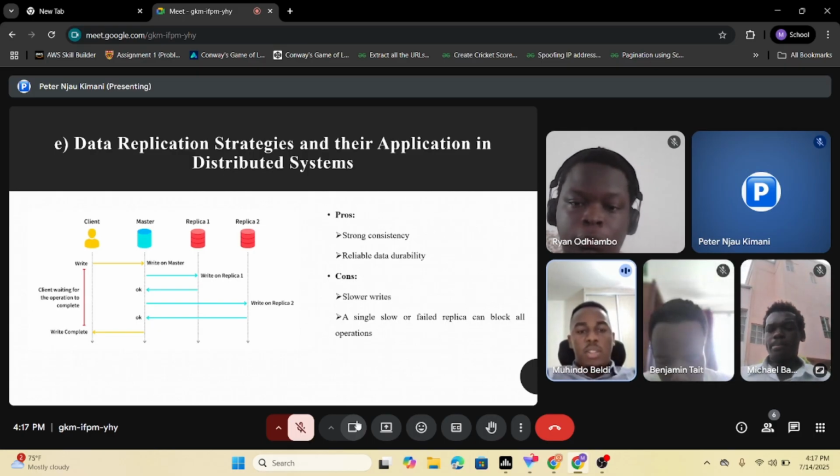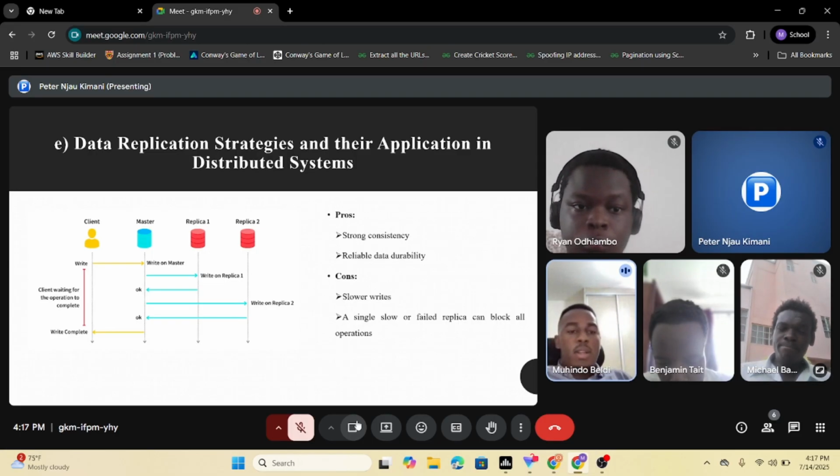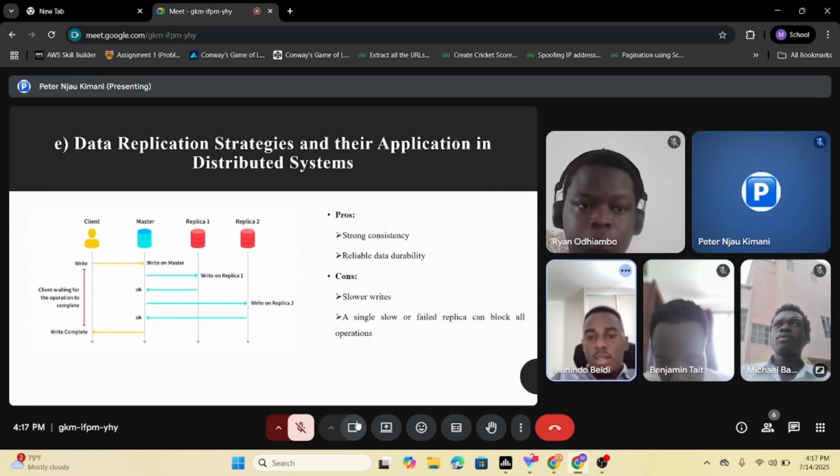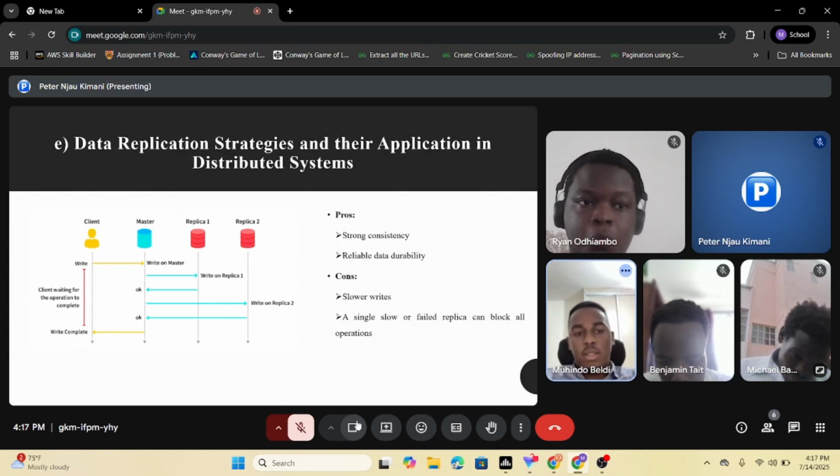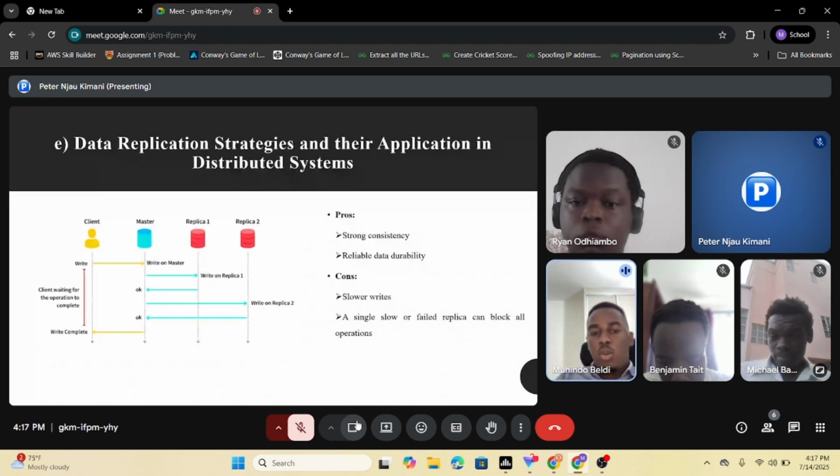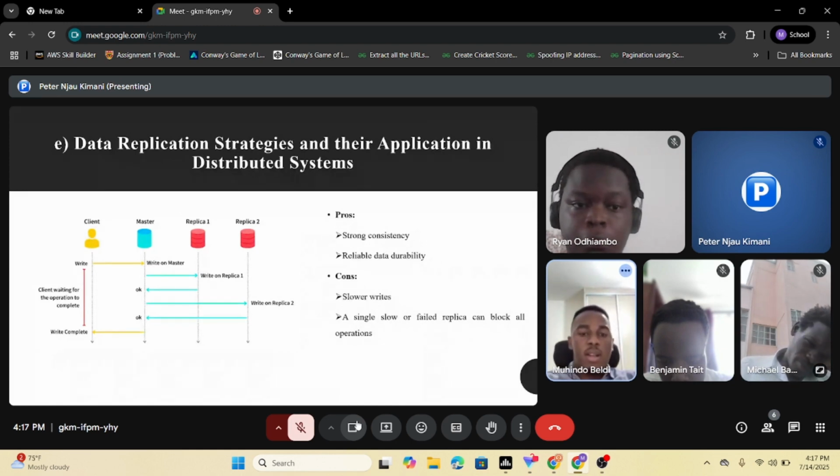About the pros, we have strong consistency. All replicas always have the latest data. We have reliable data durability. Even if the master fails, replicas contain the latest data. The cons: slow write, because the system must wait for all replicas to acknowledge every write. And the last con, a single slow or failed replica can block all operations. Next slide.